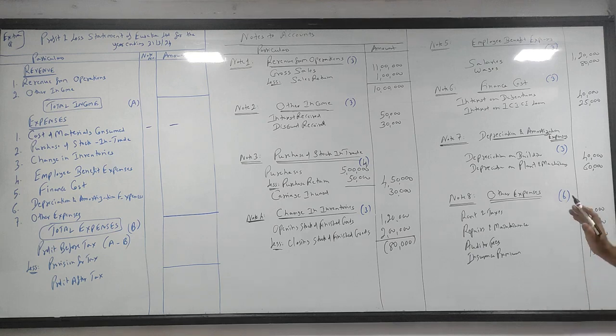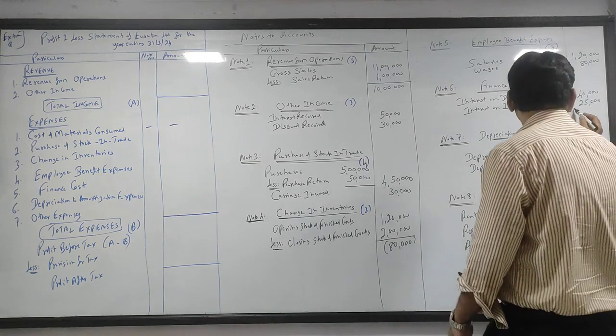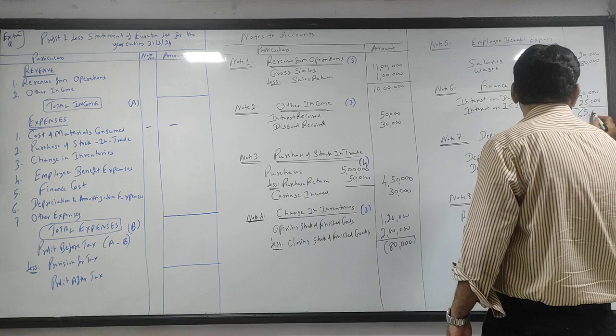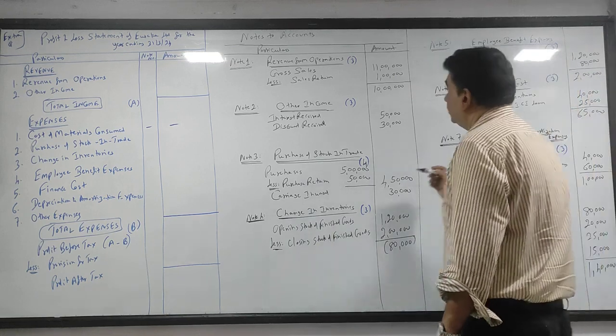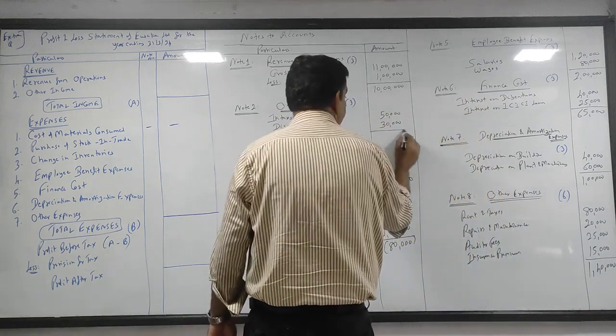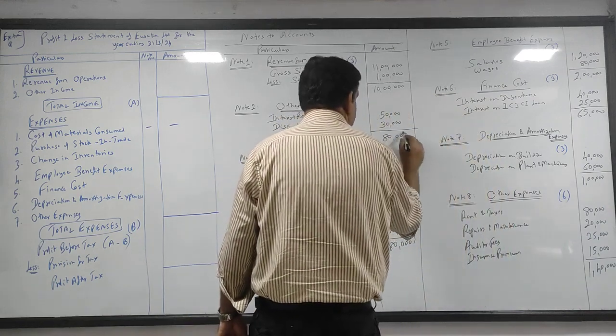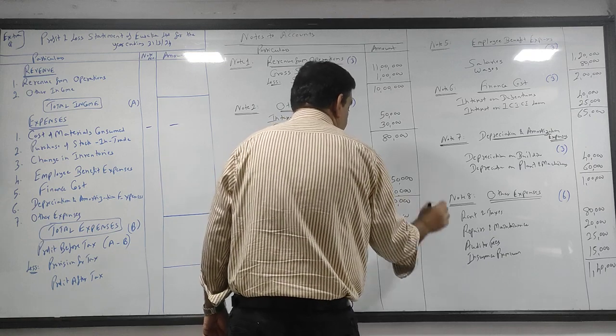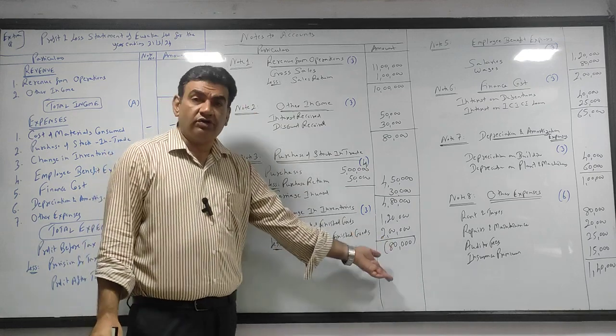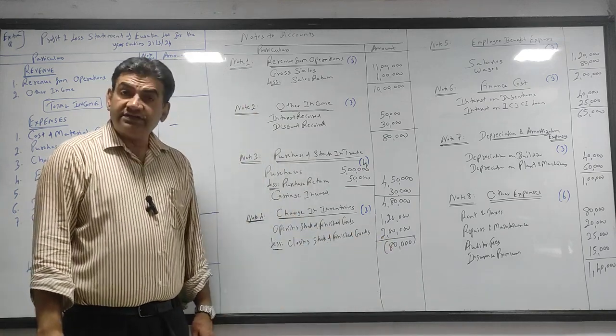Let's take the total. 1 lakh 140, 60 plus 40, 1 lakh, 40 and 25, 65, 120 plus 80, 2 lakhs, 50 plus 30, 80, 450 plus 30, 480, and this we have already done. I already discussed it. Clear with this, guys?